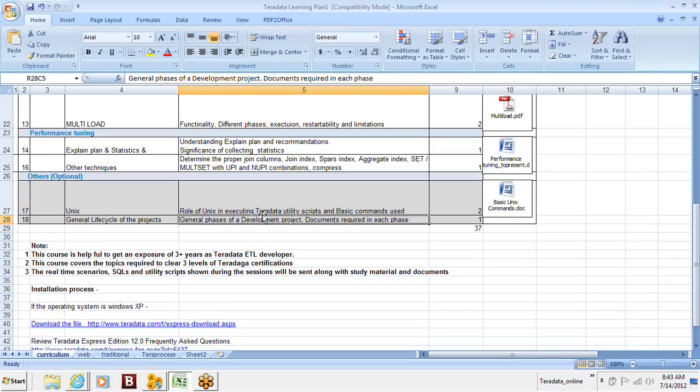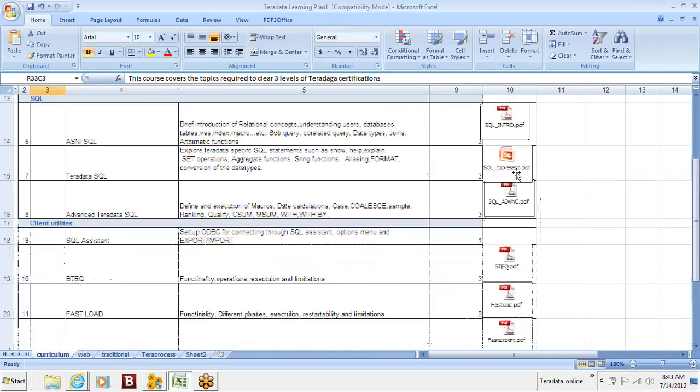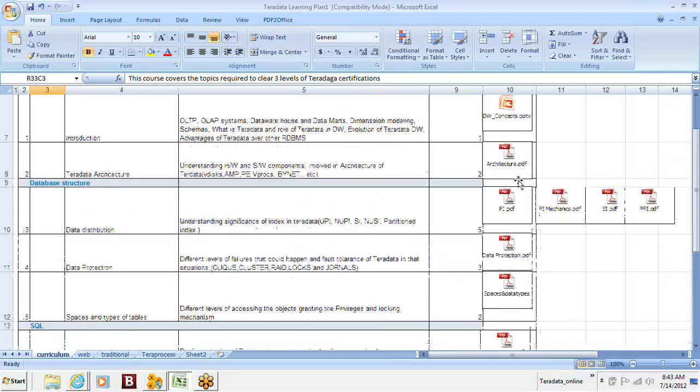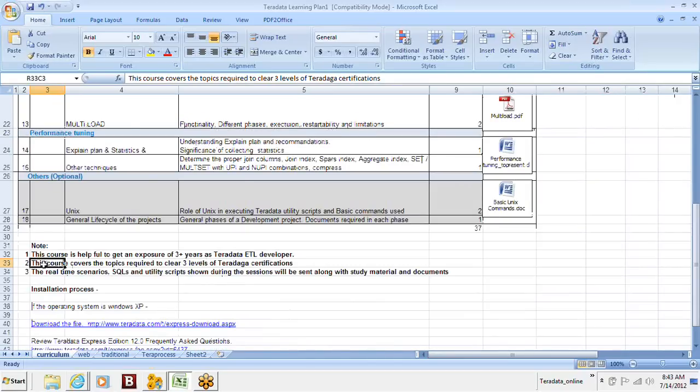This course helps you get the equivalent of 3 years of experience as a Teradata ETL developer. All the topics covered can be used for up to 3 levels of certification in Teradata. Along with these topics, if you go through all the documents and some sample tests available online, you can attempt up to 3 levels of certification in Teradata.